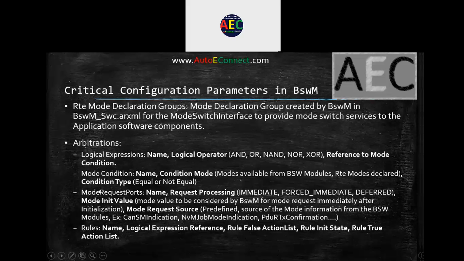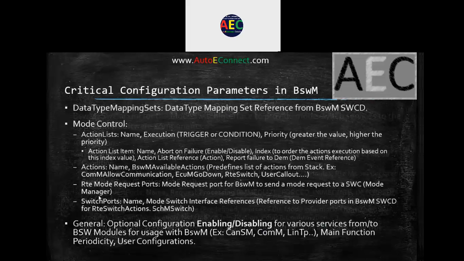So now these are all the different arbitration related configurations. Here we have seen logical expressions, mode conditions, mode request ports, and the rules. Next comes the data type mapping set. Each and every mode that we are configuring should be mapped to a data type mapping set. So we will be giving a data type mapping set reference for the BswM software component description. This is just giving a reference to which mapping set all the modes that will be handled by BswM are mapped.